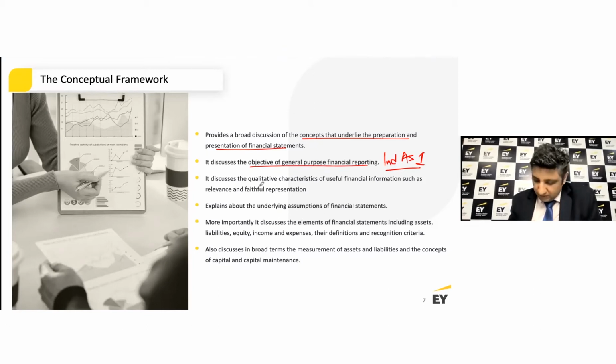It also talks about the qualitative attributes, including, for example, relevance and faithful representations. We'll be discussing that as well. The underlying assumptions of financial statements, we have talked about it a couple of times already. It discusses the elements of financial statements. What I need to really be knowing as an accountant at any point in time, right? Especially when you qualify after becoming a chartered accountant, right? You would be required many a times to be asking yourself whether something is an asset or not, right? It appears very easy for us sometimes, right?